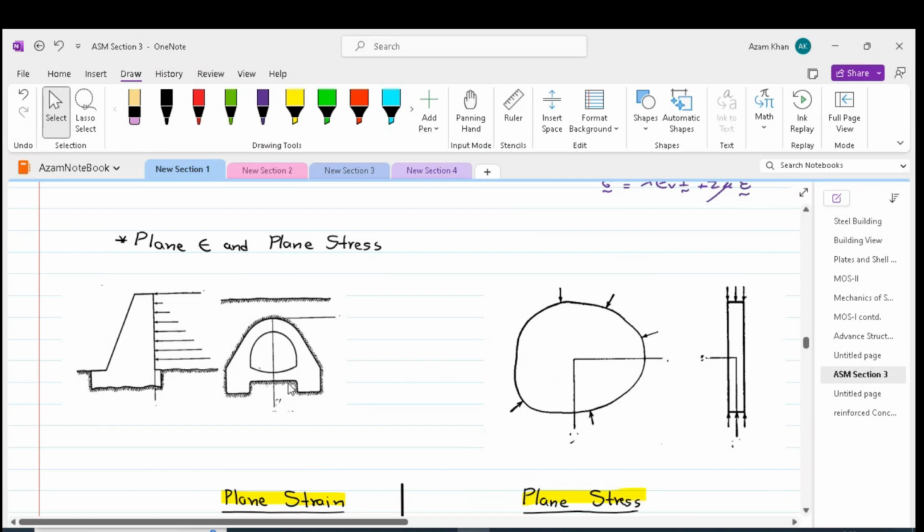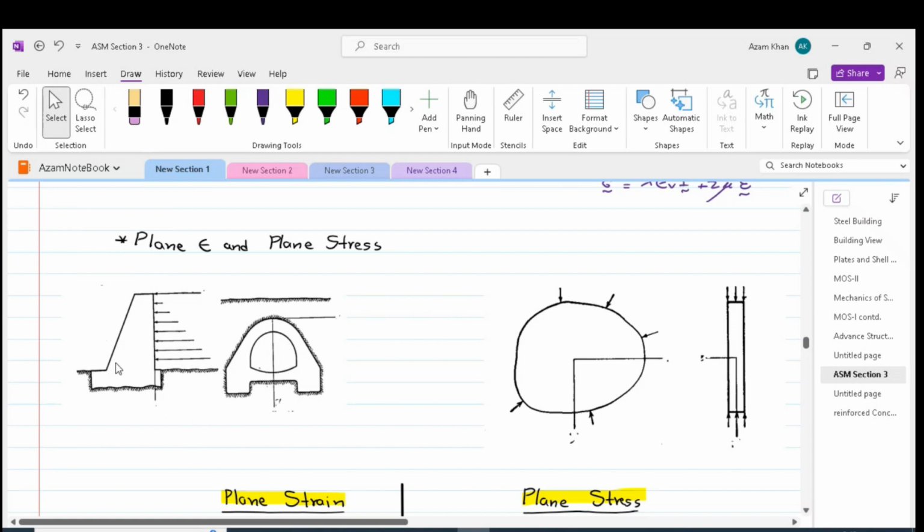Let us now discuss plane strain and plane stress problems. A plane strain problem is a type of mechanical deformation in solid mechanics where a body undergoes deformation under conditions where one dimension is unrestricted. So, in other words, the deformation occurs in a plane and one dimension extends infinitely.